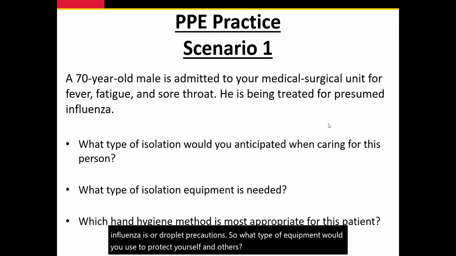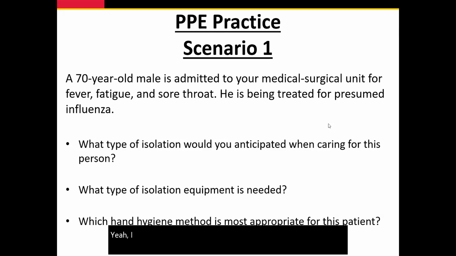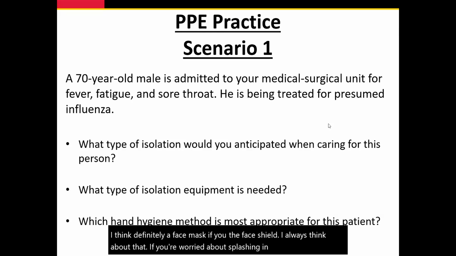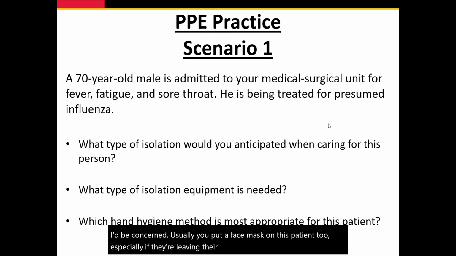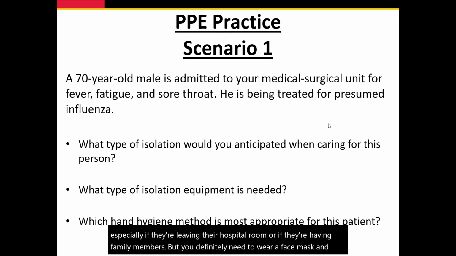Yeah, I think definitely a face mask. The face shield, I always think about that if you're worried about splashing in your face. Also, if they actively have a productive cough, I'd be concerned. Usually you put a face mask on this patient too, especially if they're leaving their hospital room or having family members, but you definitely need to wear a face mask and protect yourself from influenza.